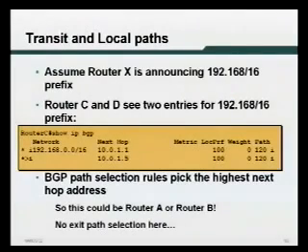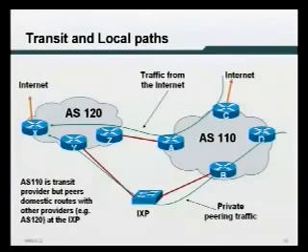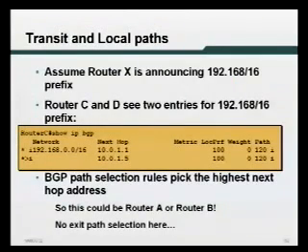Well, we assume router X announcing 192.168/16, make up a number. Router C and D are those two back there. D is probably just the local router. C is the upstream uplink. So router C and D will see two entries for IBGP for the 192.168/16. Okay? And BGP path selection will just pick whichever's the best one, probably the highest next hop address, because everything else is equal. So it could be router A, it could be router B. You don't have any exit path selection, it's dependent on an IP address, which is not really a very nice situation to be in. Remember from the path selection, you prefer to control where traffic goes rather than being dependent on an address.